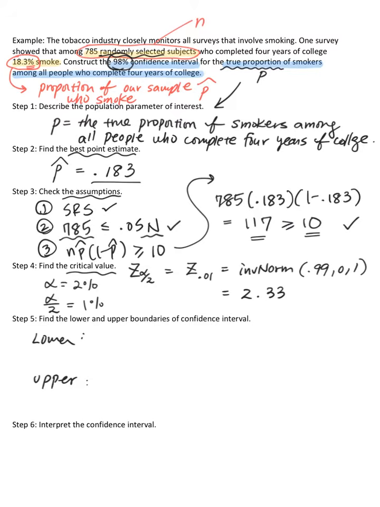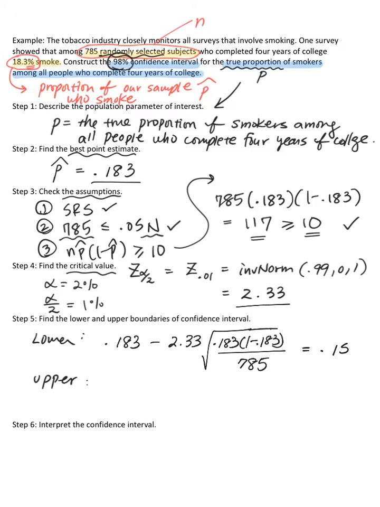Okay, I'm not going to write the formula. I'm just going to jump right into the calculation. So 0.183, which is the p hat value, minus the critical value, which is 2.33, times the square root of p hat times 1 minus p hat divided by the sample size. Okay, so when you punch these numbers in your calculator, you're gonna get 0.151. All right, so that's our lower bound.